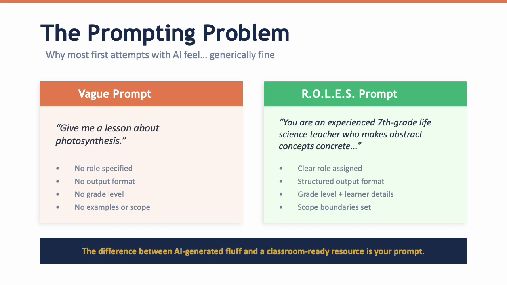A vague prompt can be something such as, give me a lesson about photosynthesis. However, through the use of the roles framework, you can improve that vague prompt into something more refined that will give you a more accurate and extensive answer. For example, you are an experienced 7th grade life science teacher who makes abstract concepts concrete. Here, there's a clear role assigned, the structure output format, there's a grade level and learner details, and scope boundaries are set. The difference between AI generated fluff and a classroom ready resource is your prompt.